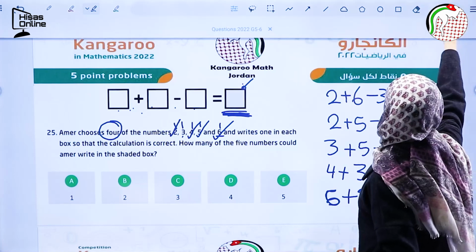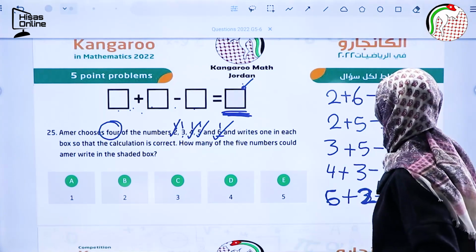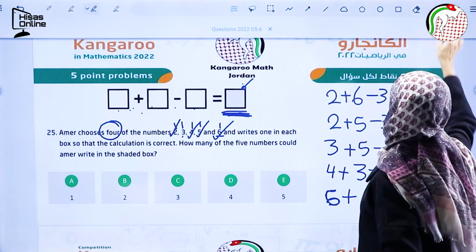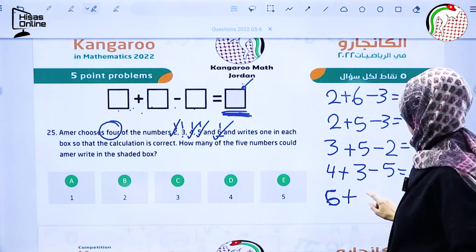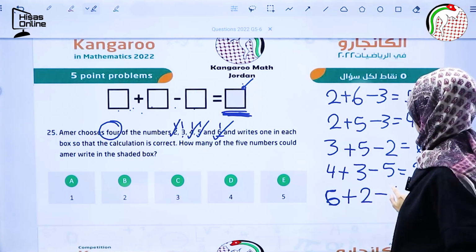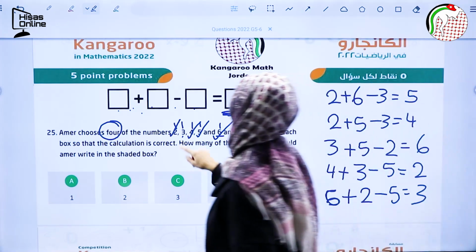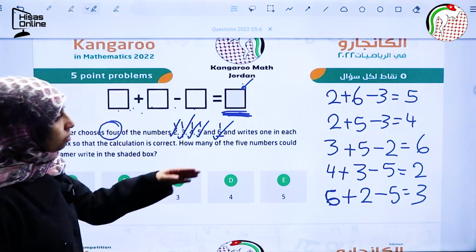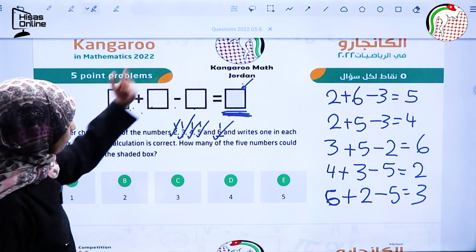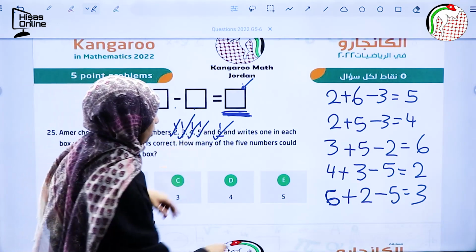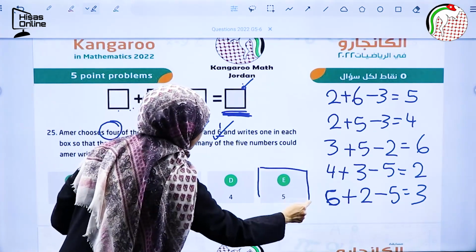Minus 5. Yes. 6 plus 2 minus 5. So 6 plus 2, that makes 8. 8 minus 5 equals 3. So 3 also appeared. So 2, 3, 4, 5, and 6, all the 5 numbers appeared. 1, 2, 3, 4, and 5. So E is the right answer.